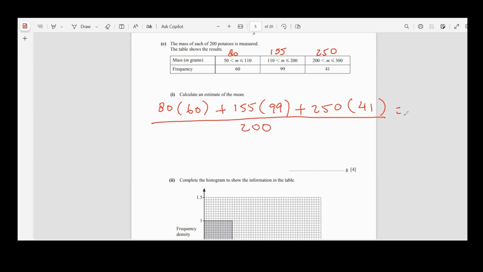So it equals 80 times 60 plus 155 times 99 plus 250 times 41, over 200. So I got here 151.975 gram. Okay, that's for the C.